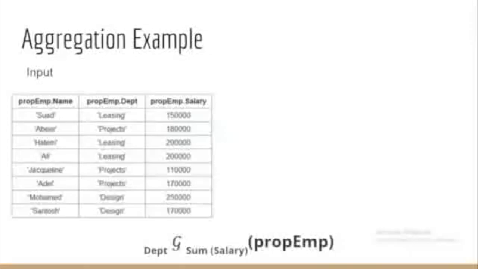In this example, a list of employees from different departments is shown as well as their salaries. If we want to get the total salary in each department, we can use the query dept G sum salary prof emp. Dept is a group attribute. Calligraphic G is the symbol that aggregation is used. Sum salary represents the aggregation function, and prof emp is the relation. Applying this query will result in this output.